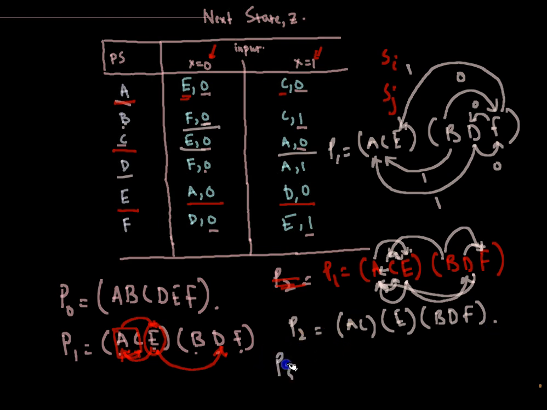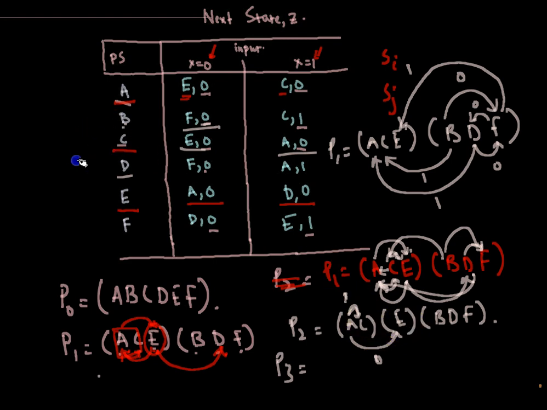Now for P3, AC. A, for 0 it's going to E, and for 1 it's going to C. That means from A we are going to E when we are supplying 0, and when we are supplying 1 we are going to C, and C belongs to this set and E belongs to this set.